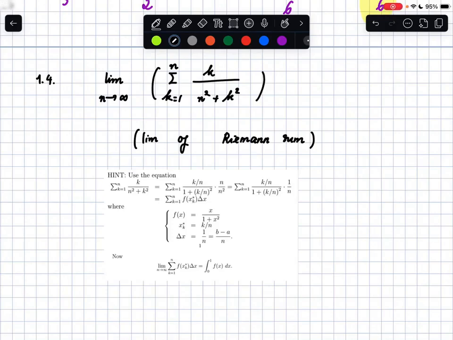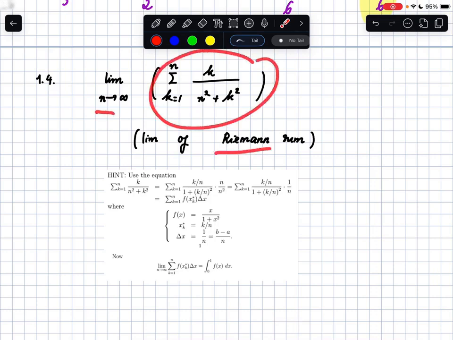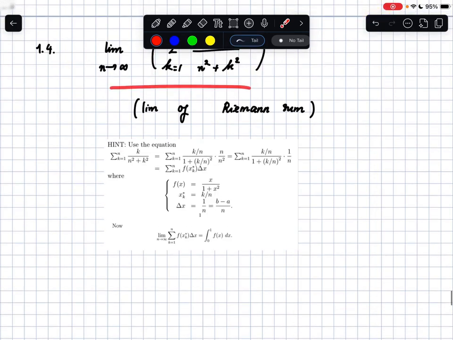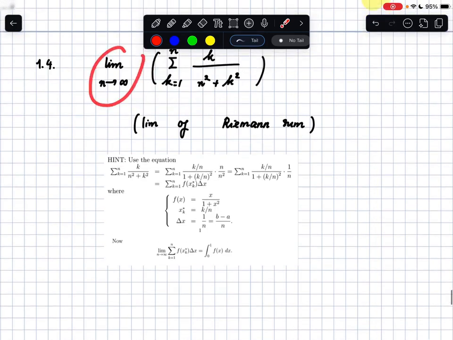We will compute this limit as n tends to infinity of the summation of k over n squared plus k squared, and we want to write it down as the limit of a Riemann sum. Use this hint: in order to compute this limit, they write it down as the limit of a Riemann sum of a function. So instead of computing the limit directly, we compute the integral.